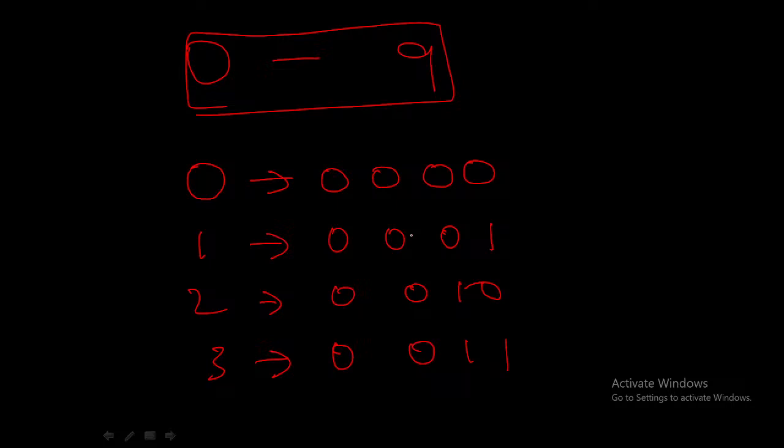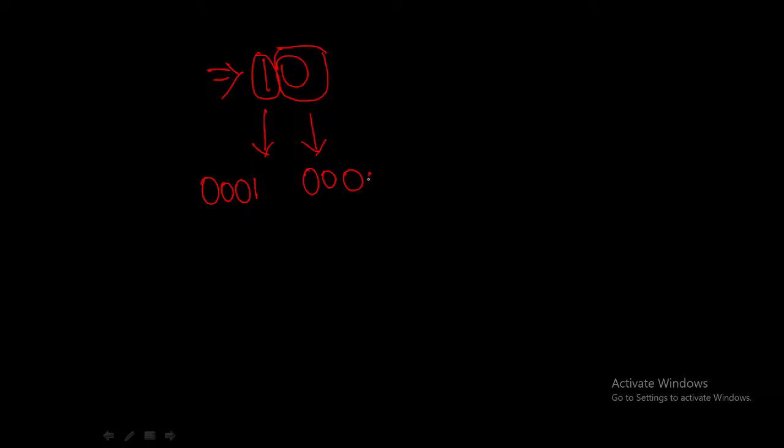If we want to write the BCD for the number 10, we have to represent each decimal digit, writing the BCD form for each digit. The BCD form of 1 is 0001 and 0 is four zeros. So this is the representation of decimal number 10 in BCD form.